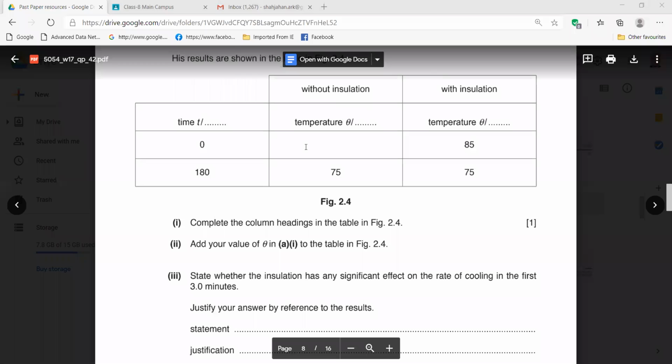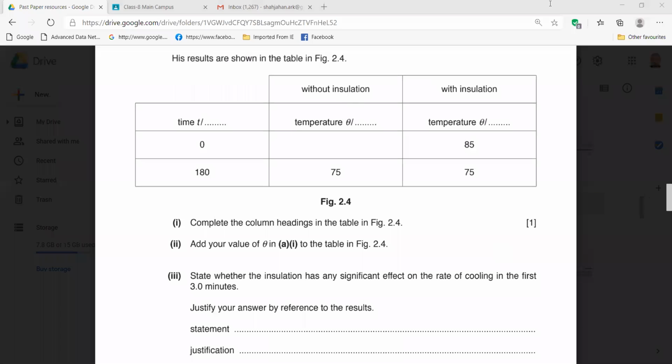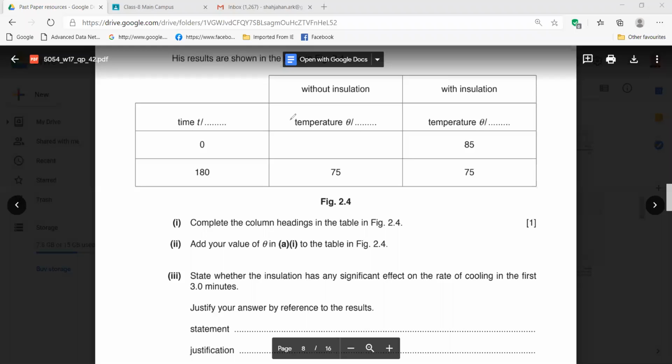You tell me, from here, what is the temperature change? From where, sir? It's 3 degrees Celsius without insulation. Yes, without insulation it was 88. Then it is now 75. 88 to 75. Right? Okay, don't mix up. You focus here in the column.